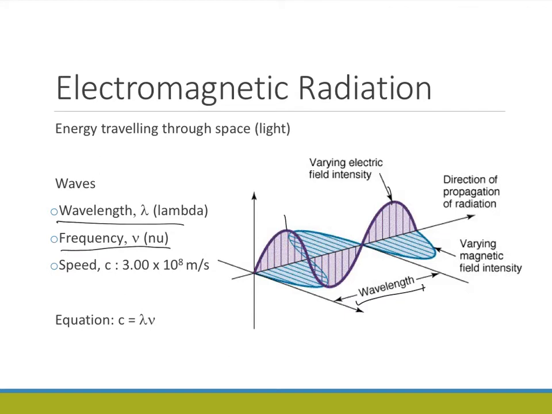Frequency is another way that we measure a wave, and frequency, with the Greek letter nu, that is not a V, that is a nu, is the number of waves passing by a point per given unit of time. And the wavelength times the frequency gives you the speed, and the speed of light is a constant at 3.00 times 10 to the 8th meters per second.